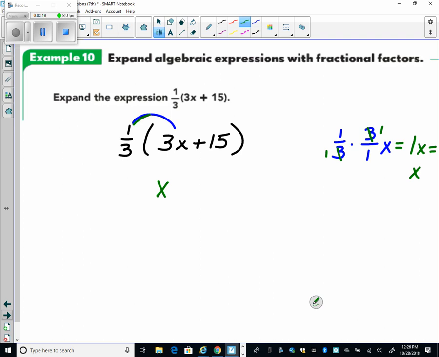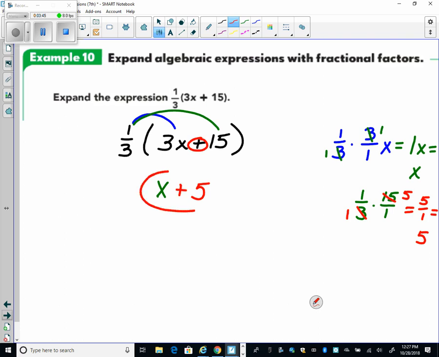Now you're going to take 1/3 times 15. So again, 1/3 times, we want 15 as a fraction, 15 over 1. We can use the shortcut. 3 goes into 3 once, 3 goes into 15 5 times. That is going to simplify to 5 over 1, which is just going to become 5. Again, look above, we have an addition sign. This becomes x plus 5. So that is expanding or using the distributive property.